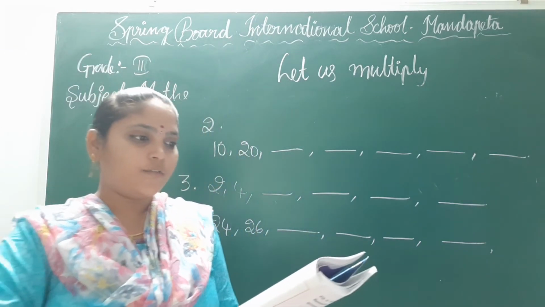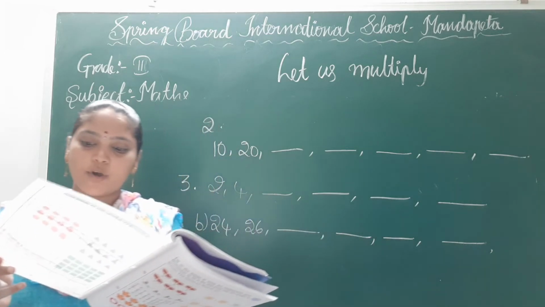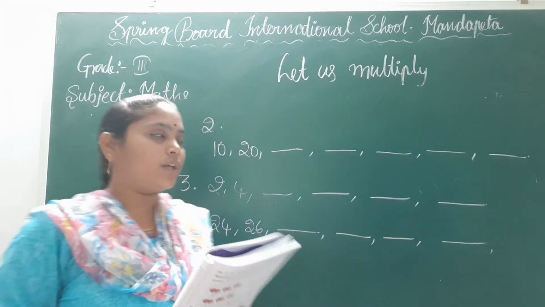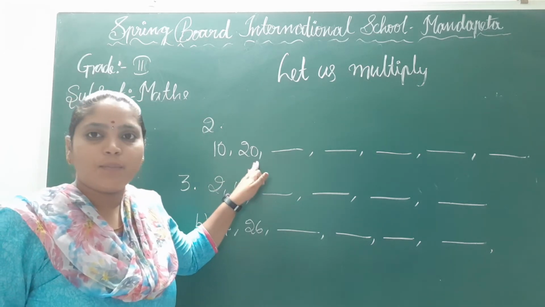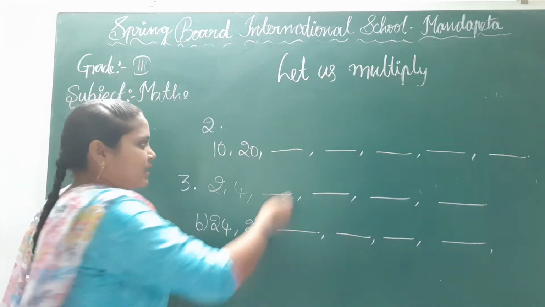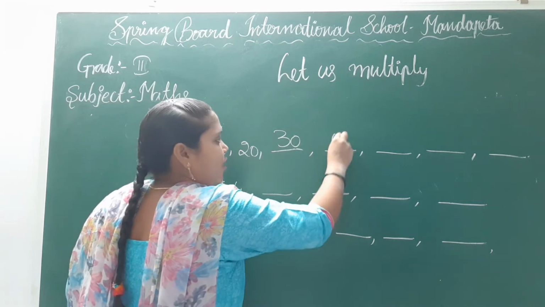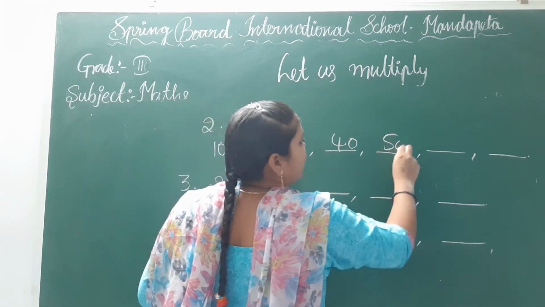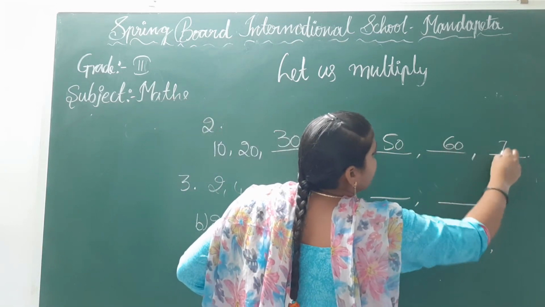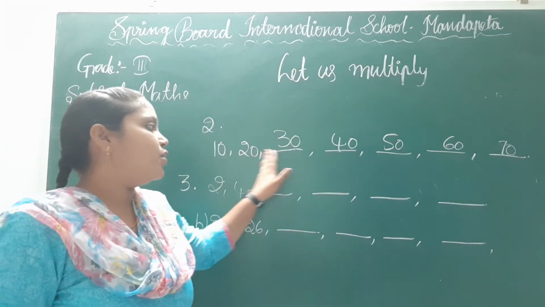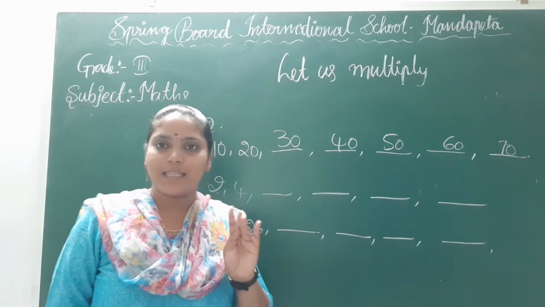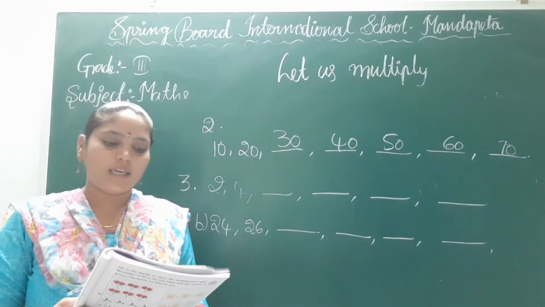Next, second one, skip counting tens to complete. Okay, skip counting tens. 10, 20, 30, 40, 50, 60, 70. Okay, you have to write like that, children. You skip count in tens: 10, 20, 30, 40, 50, 60.